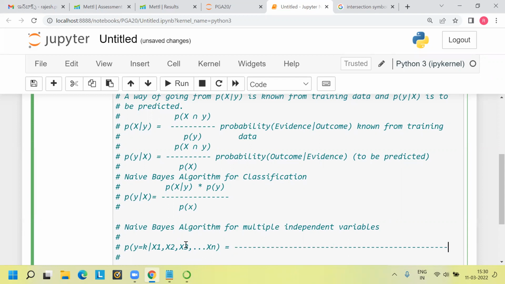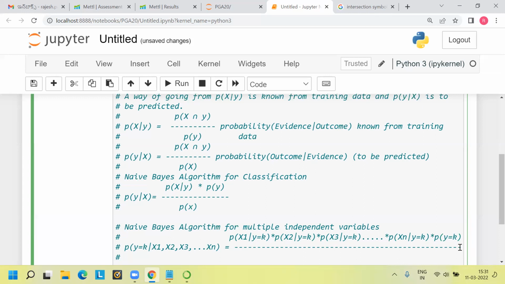Now the formula is probability of x1 given y is equal to k multiplied by probability of x2 given y is equal to k multiplied by probability of x3 given y is equal to k, till multiplied by probability of xn given y is equal to k, multiplied by probability of y is equal to k.